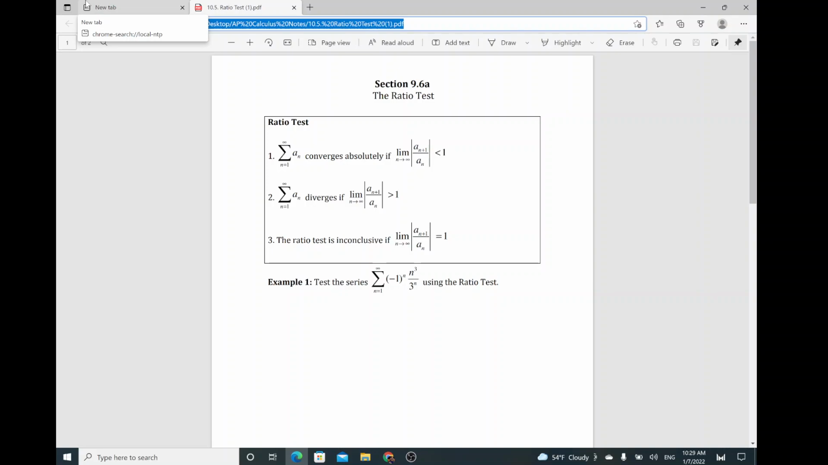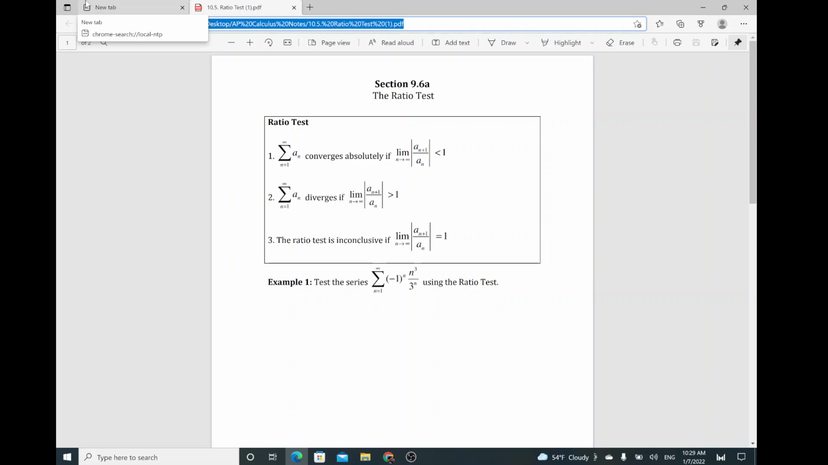The series a sub n converges absolutely if the limit of the absolute value of a sub n plus 1 over a sub n is less than 1. So anytime you see the limit of the absolute value of a sub n plus 1 over a sub n is less than 1, that means the series is considered absolutely convergent.